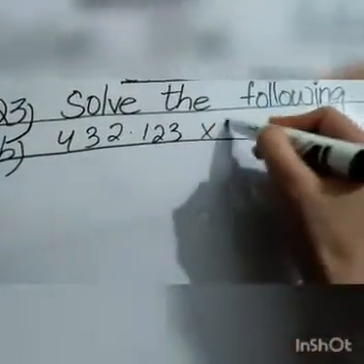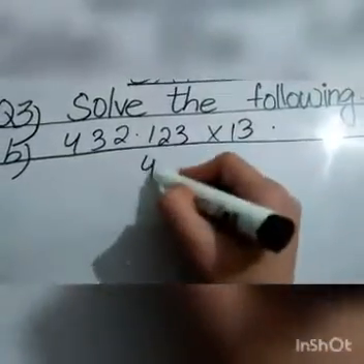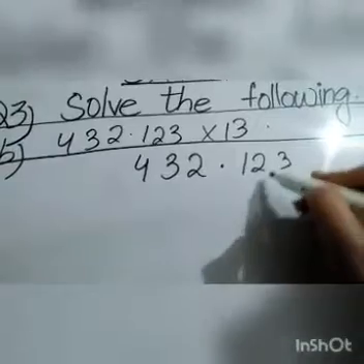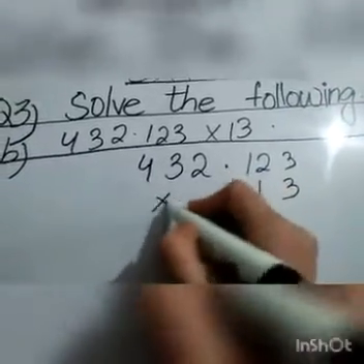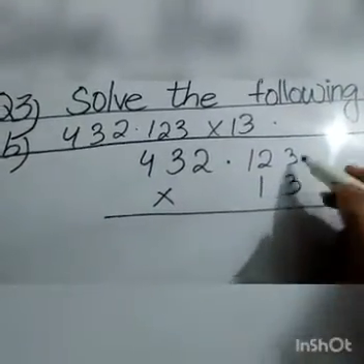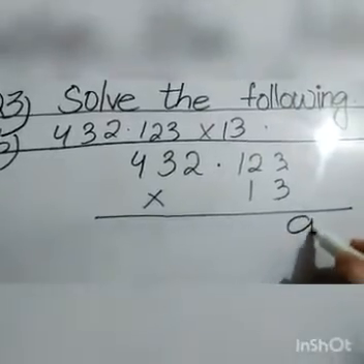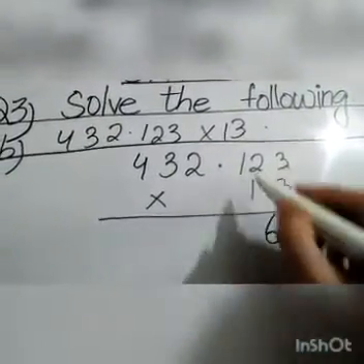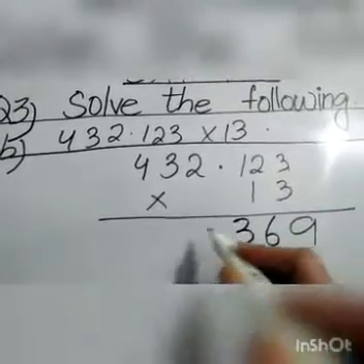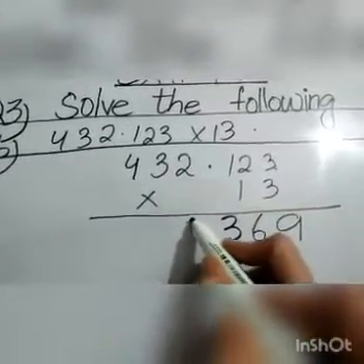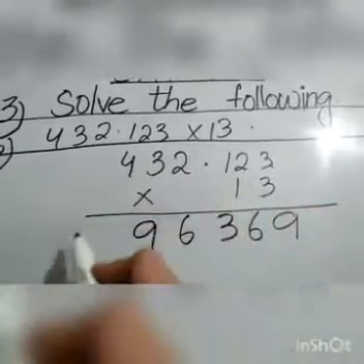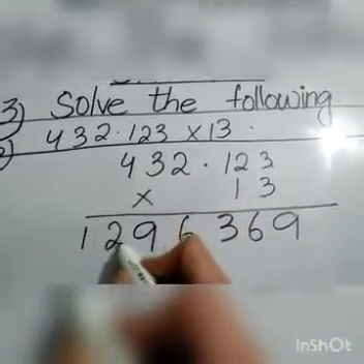432.123 multiply 13. 3 3 times is equal to 9. 3 2 times is equal to 6. 3 1 times is equal to 3. 3 2 times is equal to 6. 3 3 times is equal to 9. And 3 4 times is equal to 12.